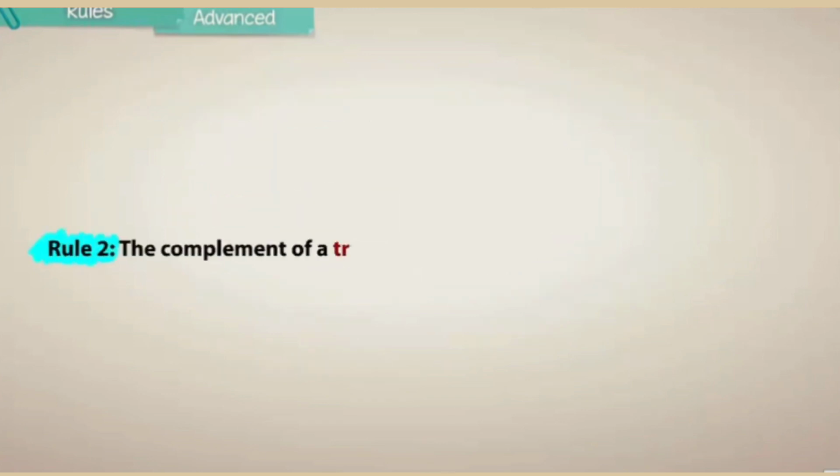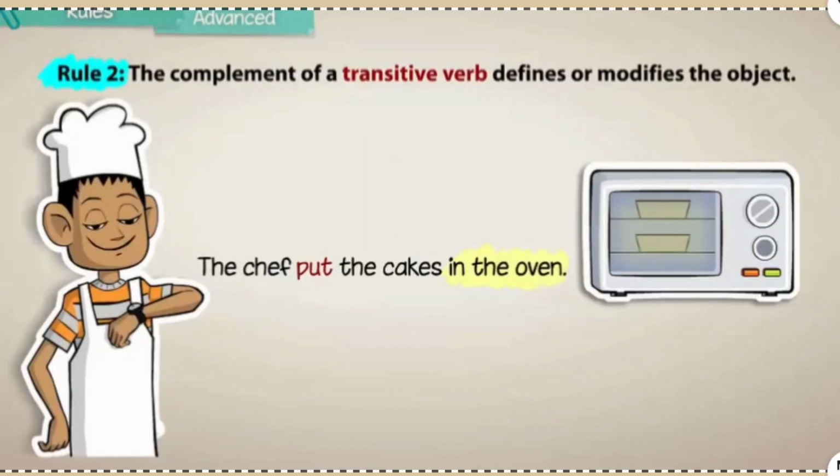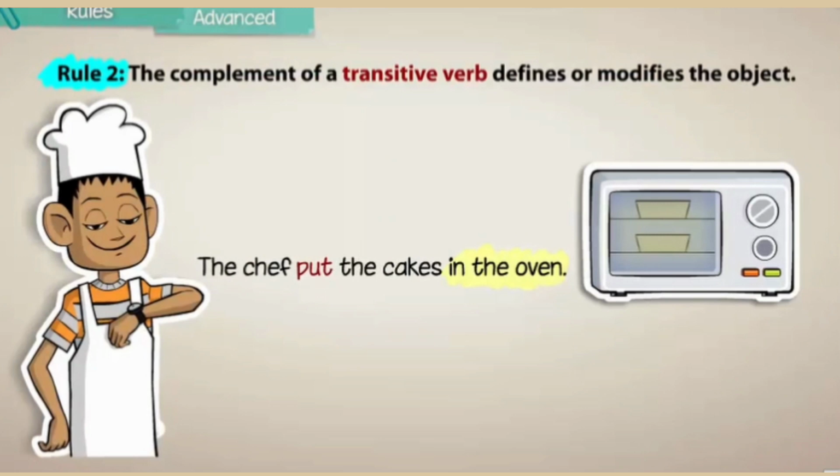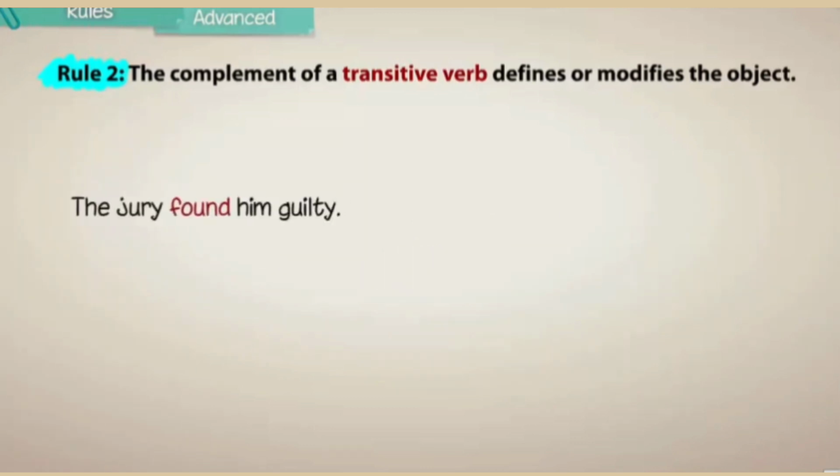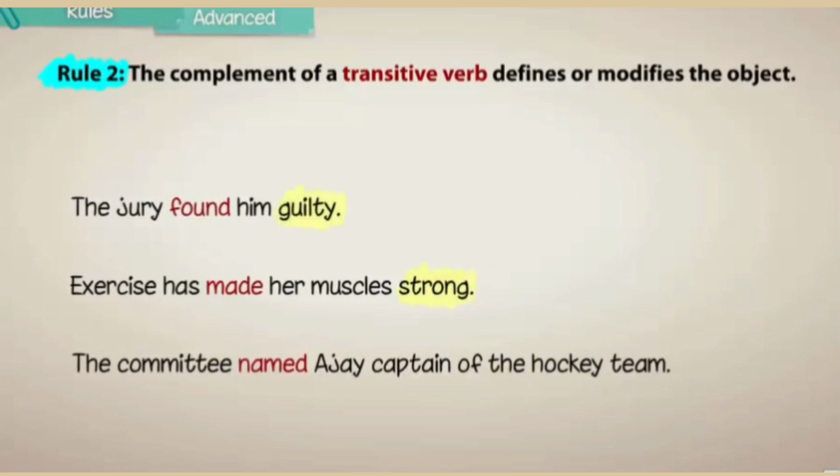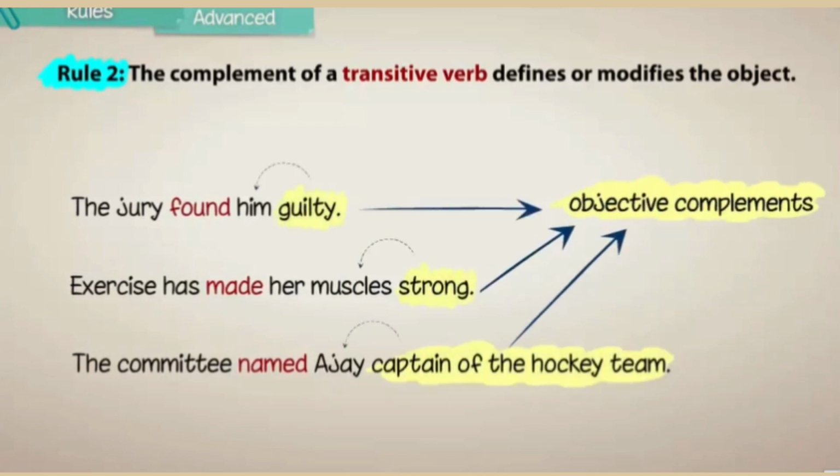The complement of a transitive verb defines or modifies the object. For instance, in this sentence, the complement in the oven tells us something about the object cakes. Such a complement is known as an objective complement. Notice that an objective complement is generally placed after the object. Here are some more examples of objective complements.